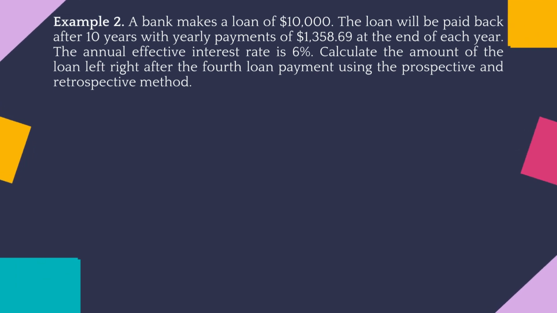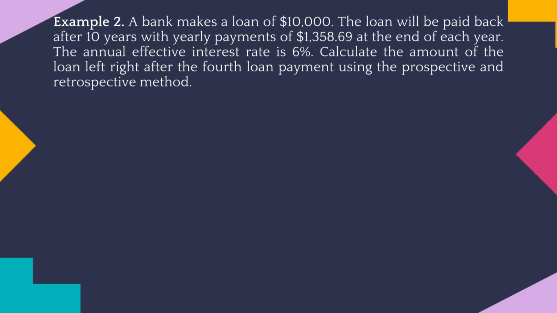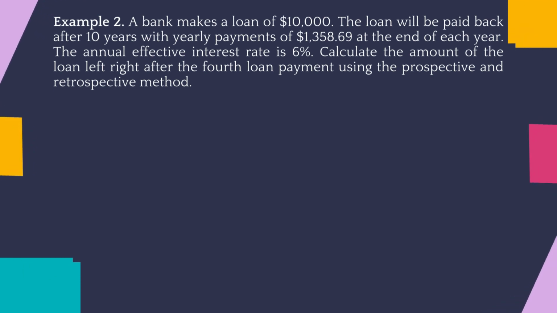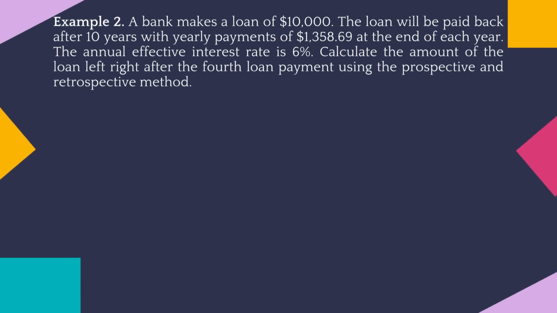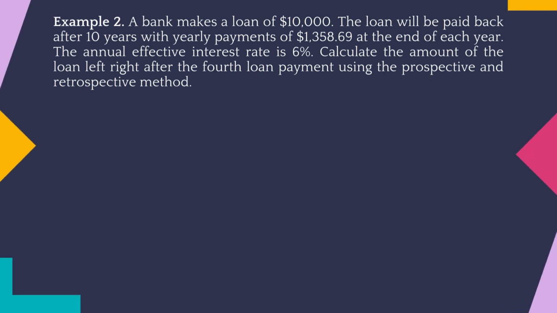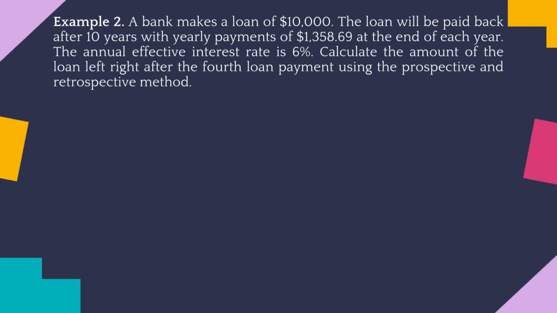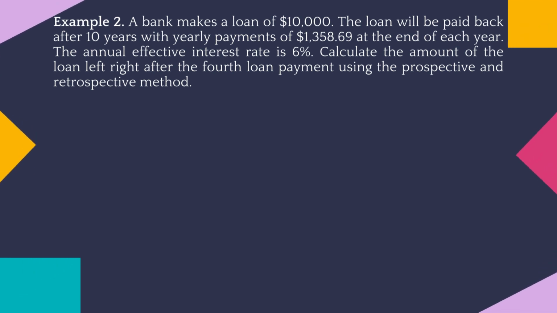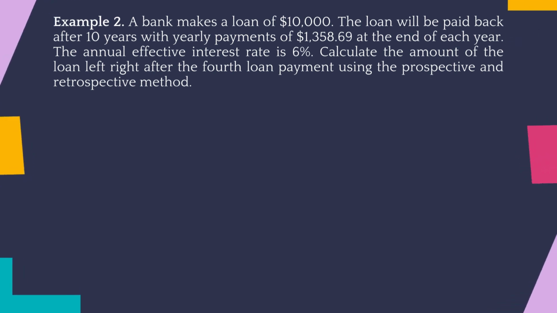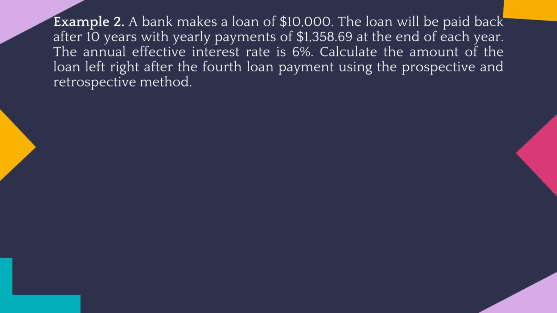So here is the problem. A bank makes a loan of $10,000. The loan will be paid back after 10 years with yearly payments of $1,358.69 at the end of each year. The annual effective interest rate is 6%. Calculate the amount of the loan left right after the fourth loan payment using the prospective and retrospective method.